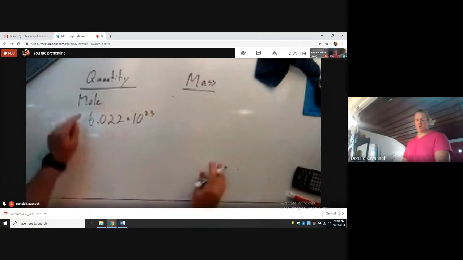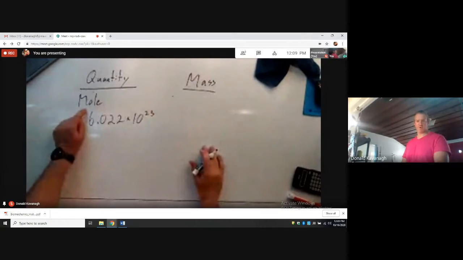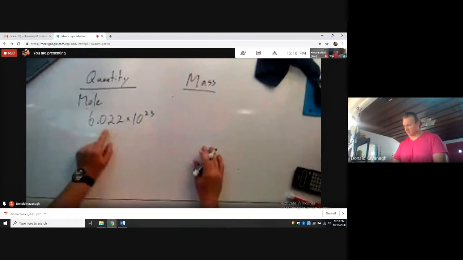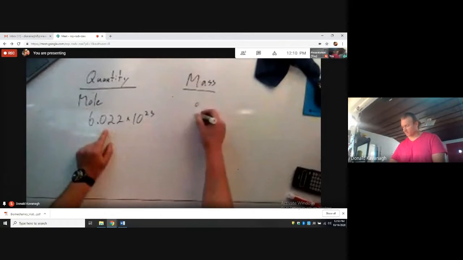You could have a mole of anything. You could have a mole of eggs. You could have a mole of donuts. You could have a mole of car tires. You only really use this term because it's so large when counting atoms. Now, each atom doesn't weigh the same.